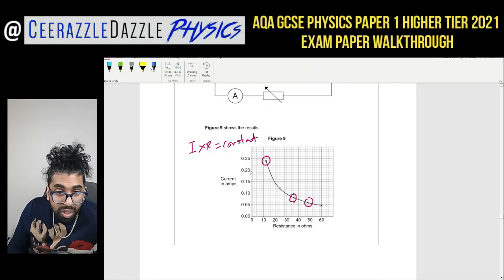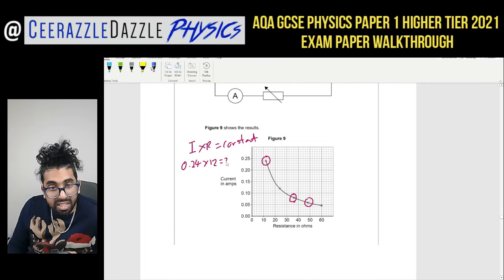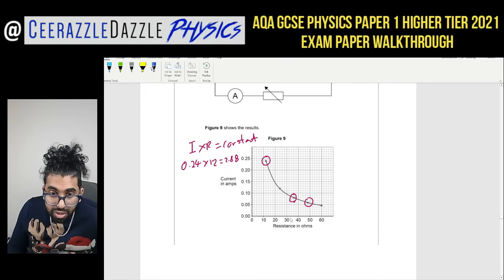So for the first one, we'll just take the current value, which is 0.24, times the resistance value of this one, which is 12. That's the first reading. So 0.24 times 12, I'm going to get 2.88. The next one is going to be from here.